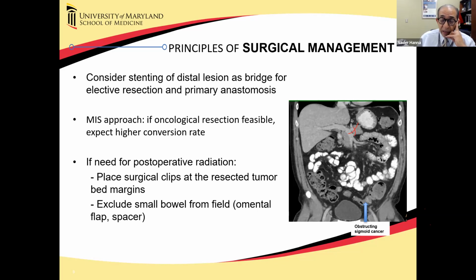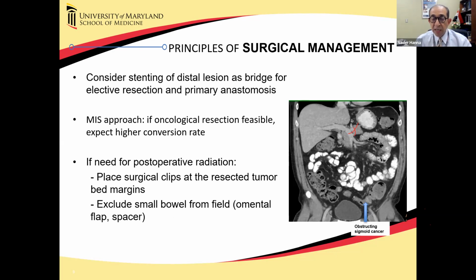Following on the principles of surgical management, when you have a distal lesion in the sigmoid or descending colon, you need to consider stenting. And this one will have several advantages. First of all, it allows you to prep the colon to do primary anastomosis if you end up resecting the patient. But again, if this was a T4 lesion based on the NCCN guidelines, you should give this patient the benefit of adjuvant chemotherapy.